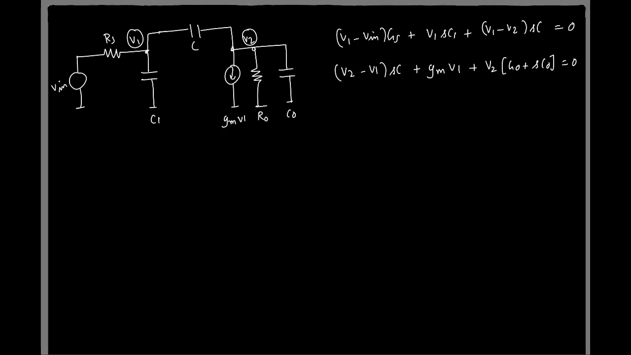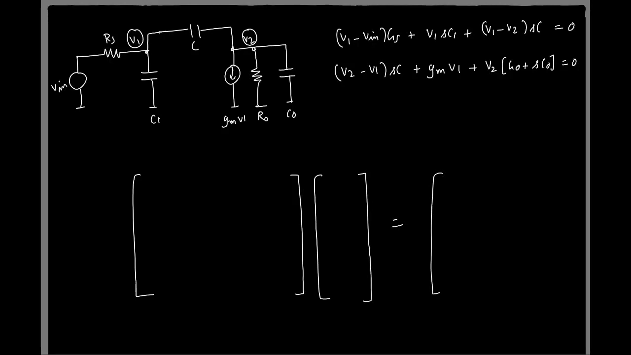So I'll write it in a matrix form so that it's easy to manipulate. Say V1 and V2. So can you help me fill up the matrix now? What is the first term? GS plus SC1 plus SC. Fine. And second term? I just have minus SC.